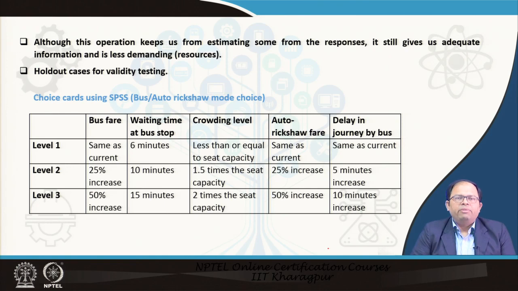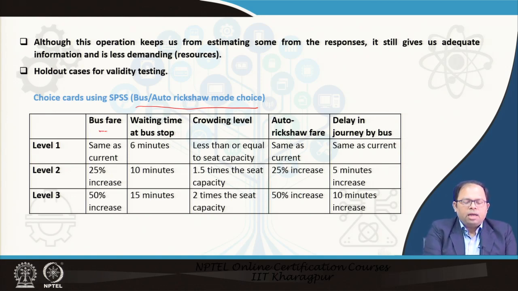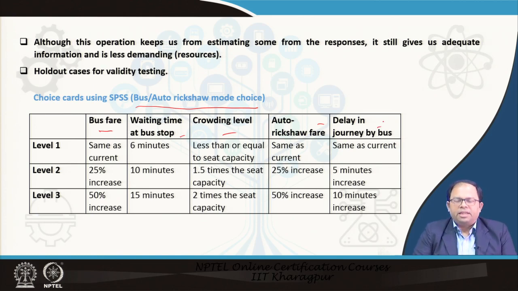When we do a fractional factorial design, for example, if I take a bus and auto rickshaw mode choice problem, and I want to create choice cards, I can create them using different software. I will come to that. But suppose there are 1, 2, 3, 4 and 5 attributes, and each attribute has level 1, level 2 and level 3.